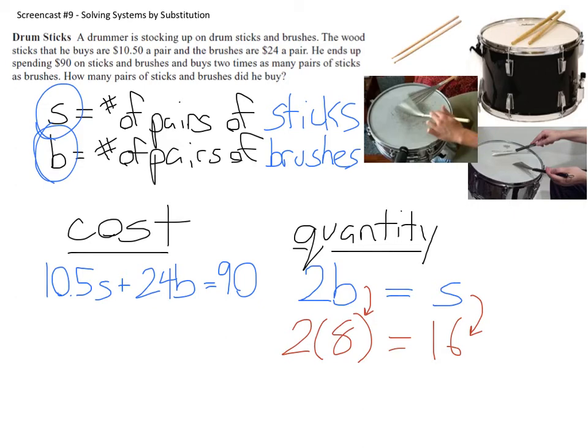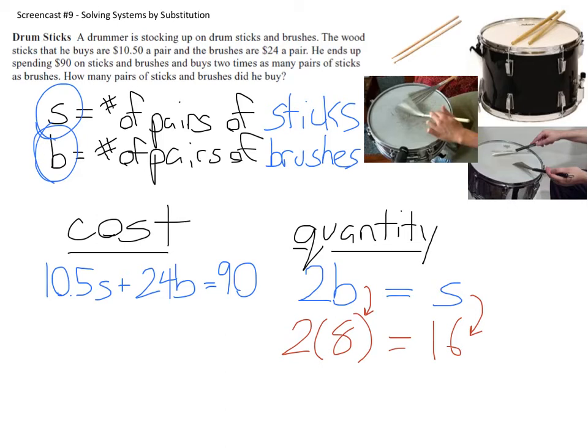See, that's what this part of the sentence is saying. Buys 2 times as many pairs of sticks as brushes. And if you go too fast in thinking about it, you might say, oh, if he buys 2 times as many pairs of sticks, that's 2S. I just have to double the pairs of sticks. No. You have to double the pairs of brushes. So now we have both of our equations.